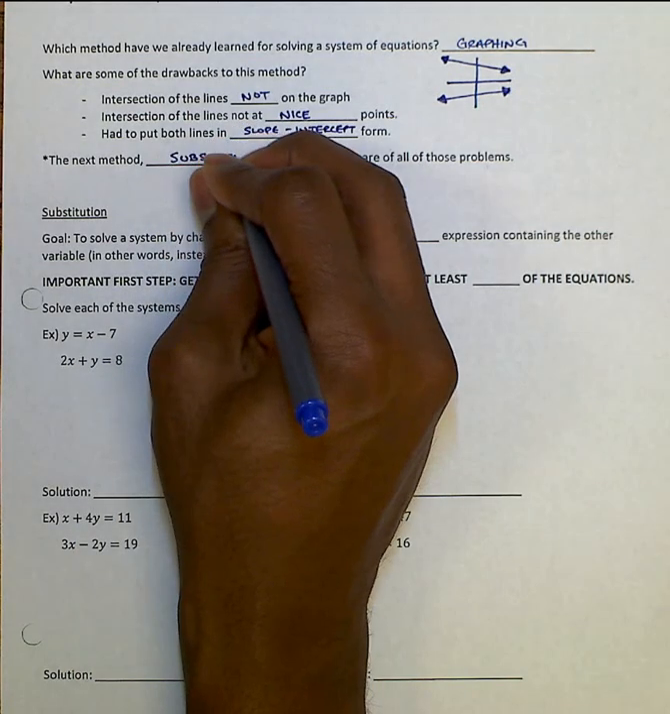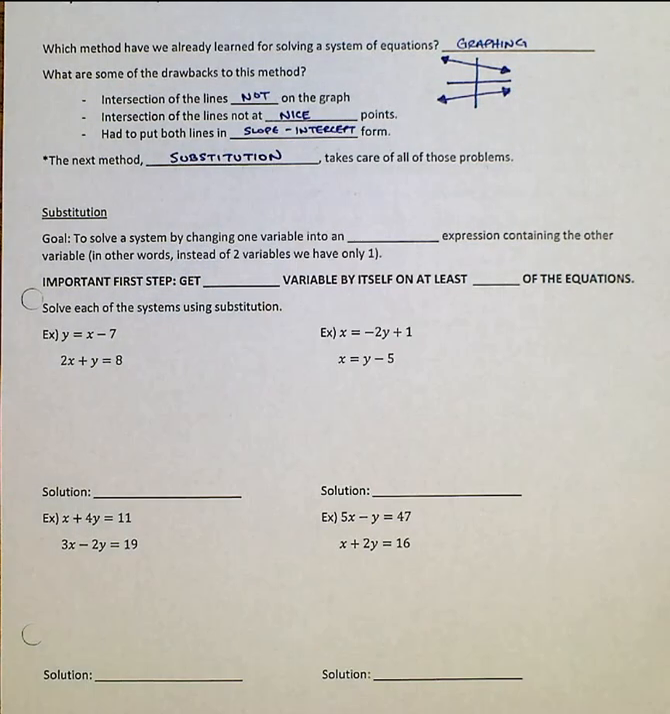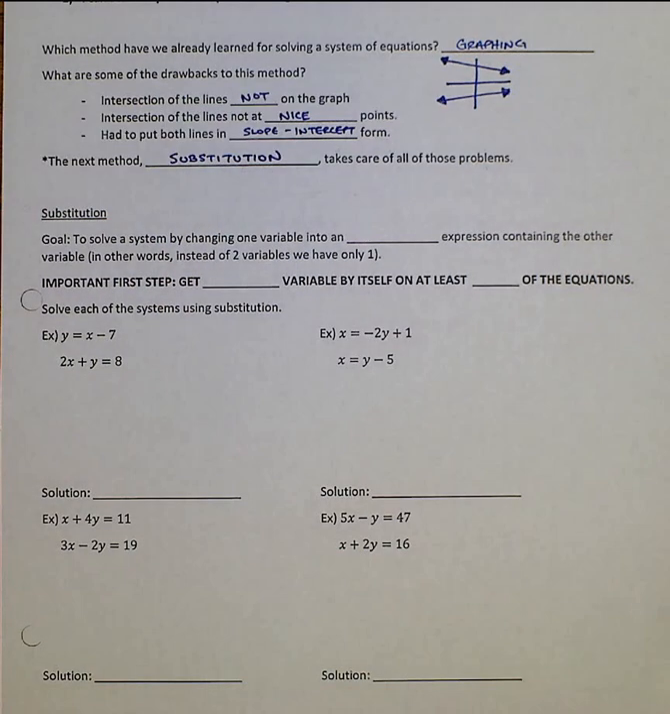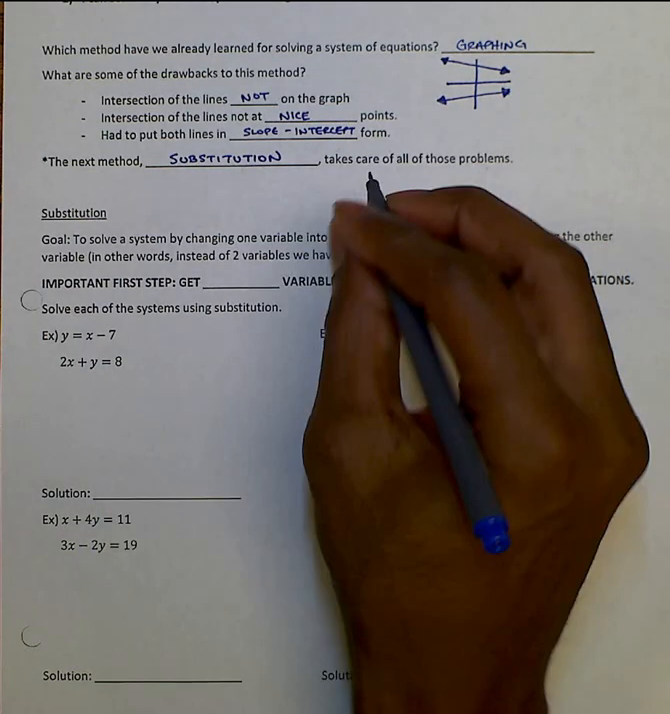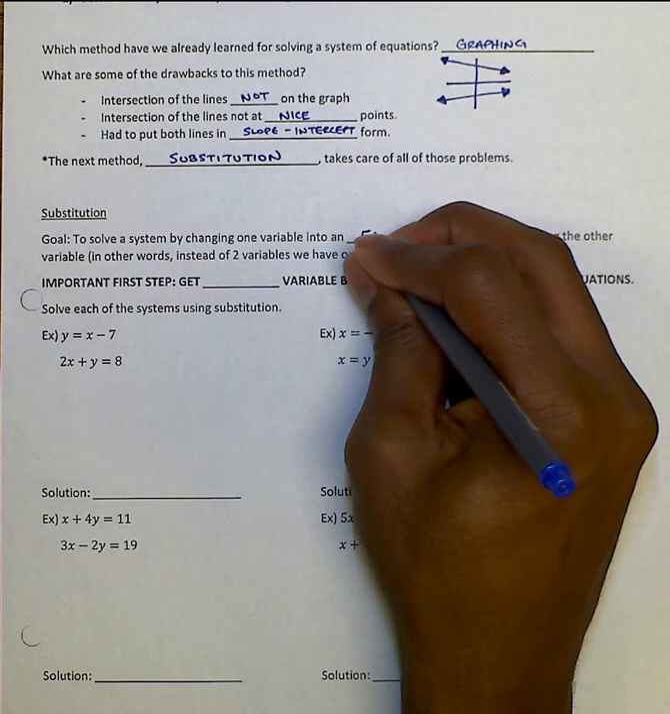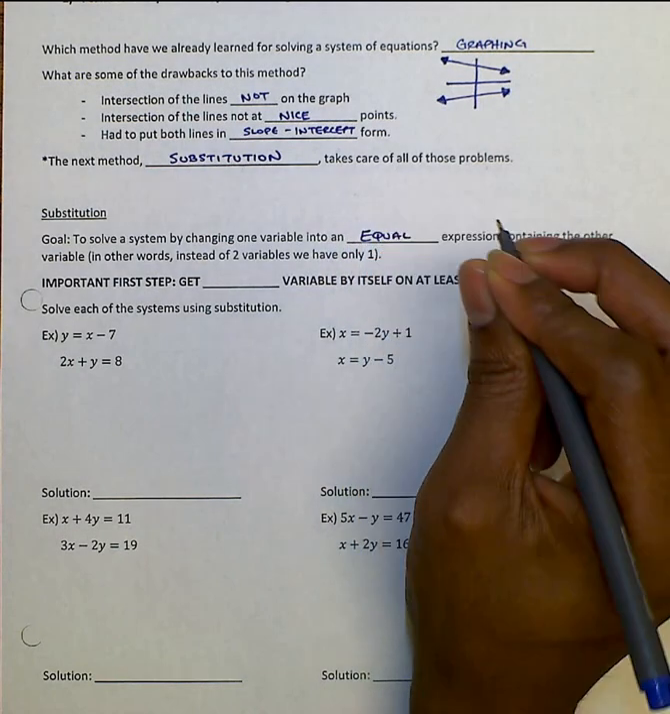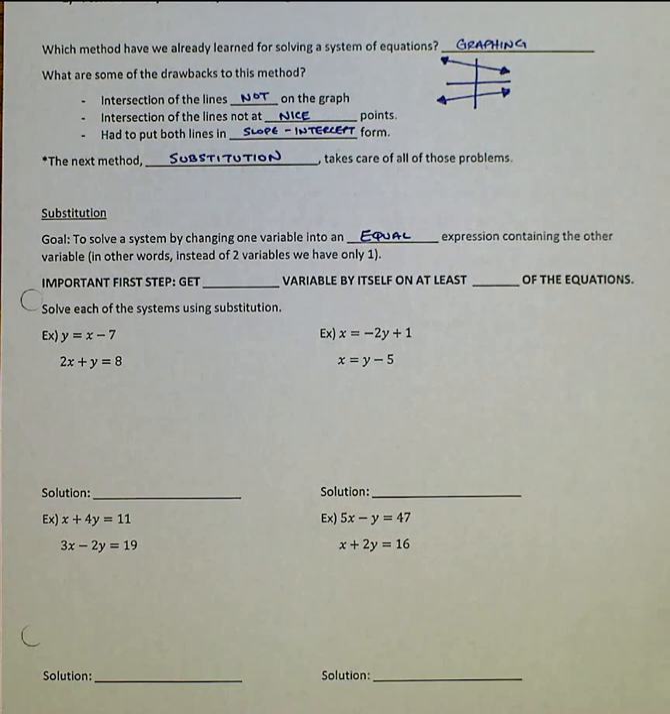We'll be able to get an answer no matter how big or small the number is. We'll be able to use fractional answers, and we don't have to put both equations in slope-intercept form to do it. So for substitution, our goal is to solve a system of equations by changing one variable into an equal expression containing the other variable. In other words, instead of using two variables, we'll only have one.